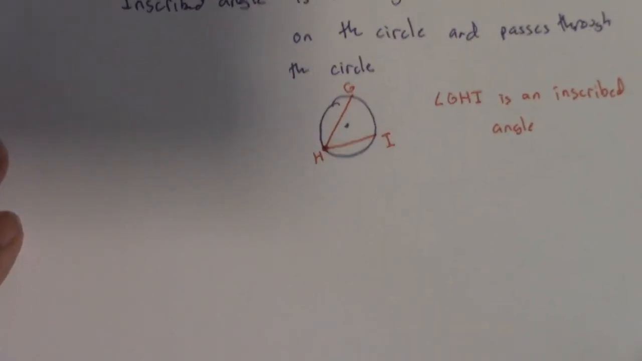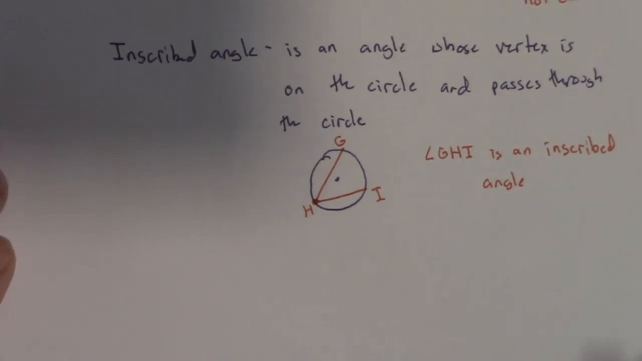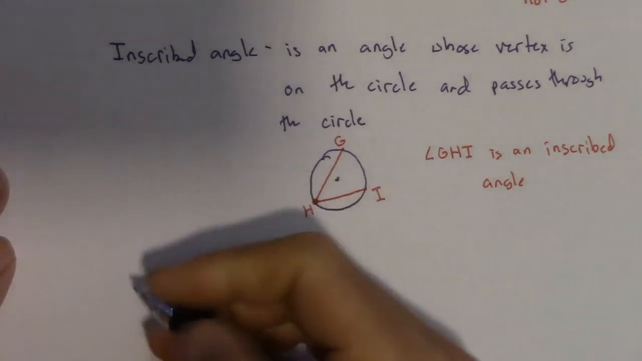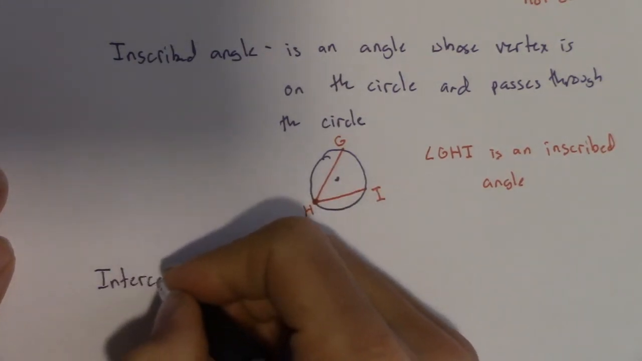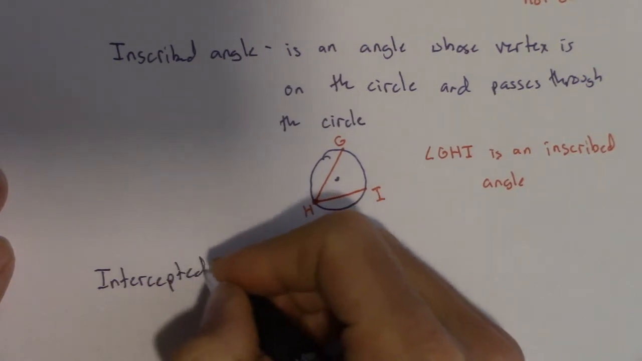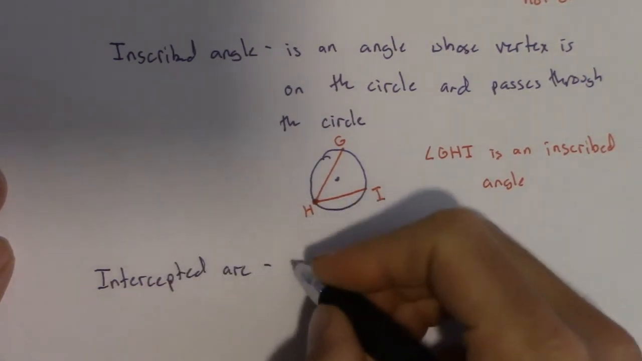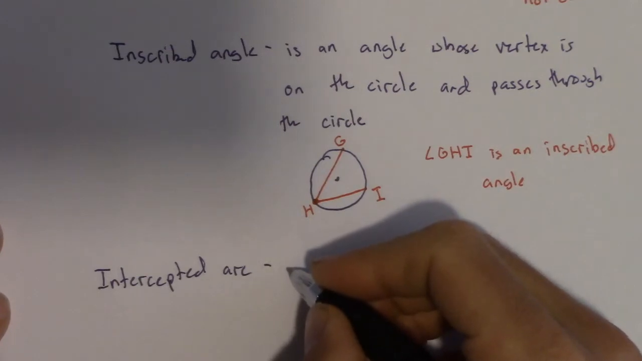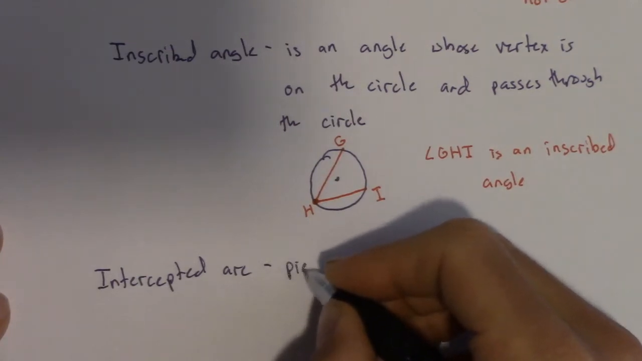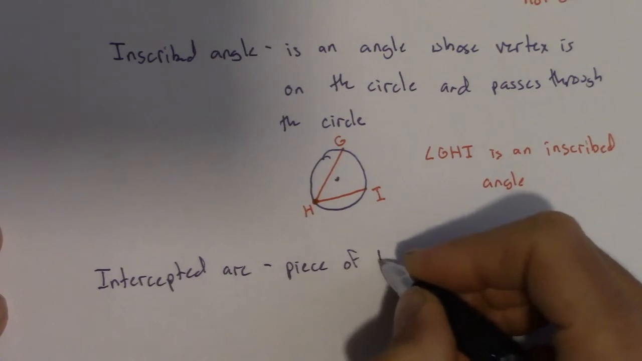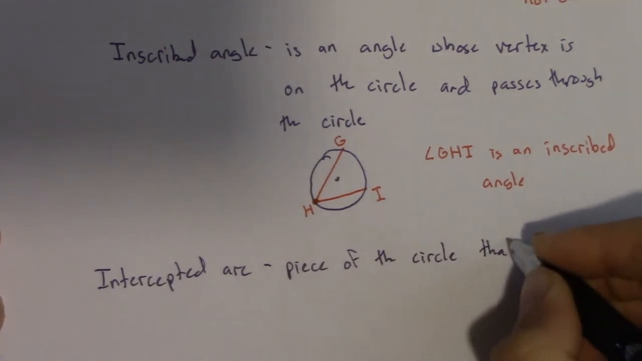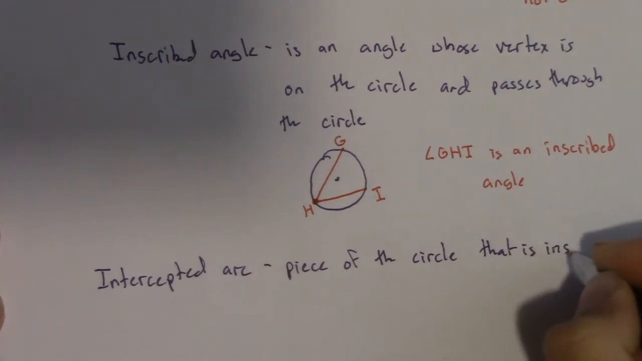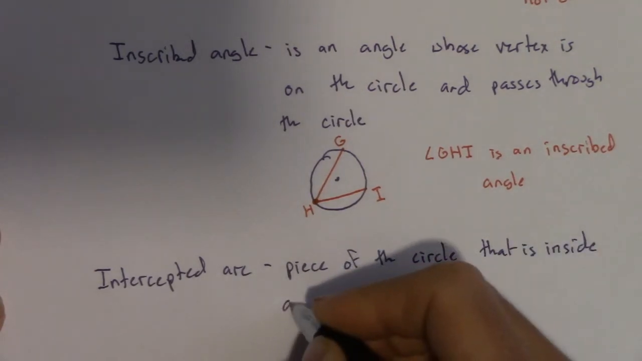The last definition that I'm going to talk about for this first round of circles pertains to both these sets of angles, and it's the idea of the following. We have what's called an intercepted arc. And it is the piece of the circle that is inside an angle.